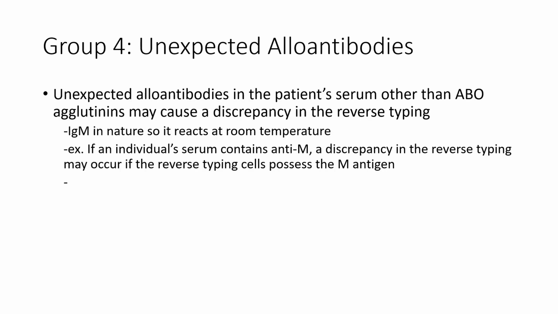You can have unexpected alloantibodies in the patient's serum other than ABO agglutinins, which may cause a discrepancy in the reverse typing. These IgM antibodies can be naturally occurring and they react at room temperature. If an individual's serum contains, say, an anti-M, a discrepancy in the reverse typing may occur if the reverse typing cells possess the M antigen. To resolve this issue, you may use A or B cells that lack the M antigen to do the back typing.